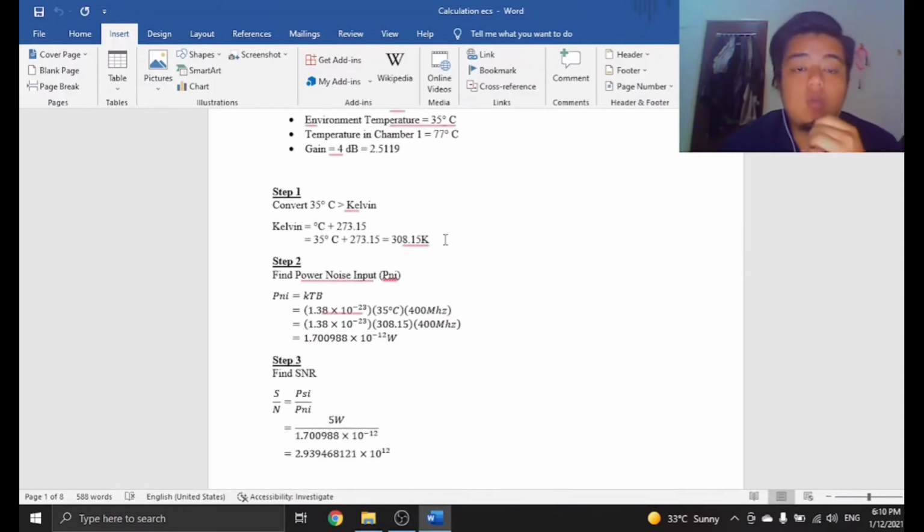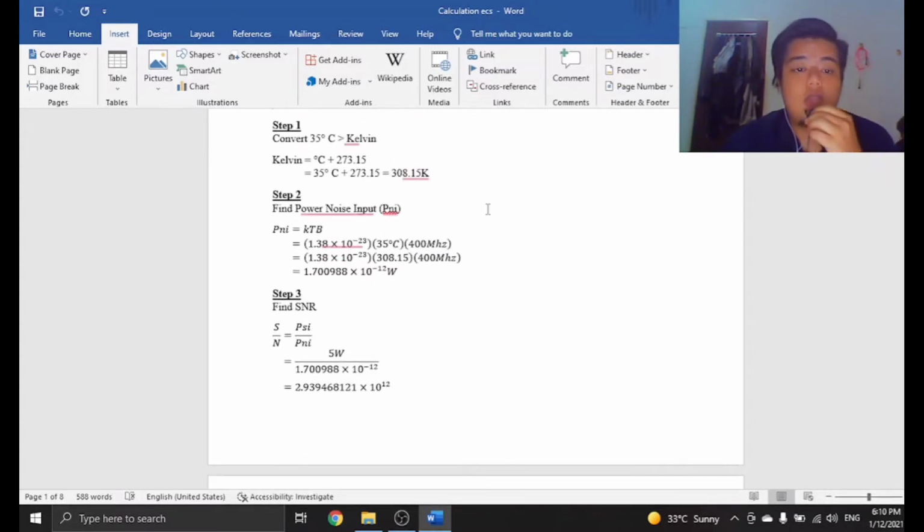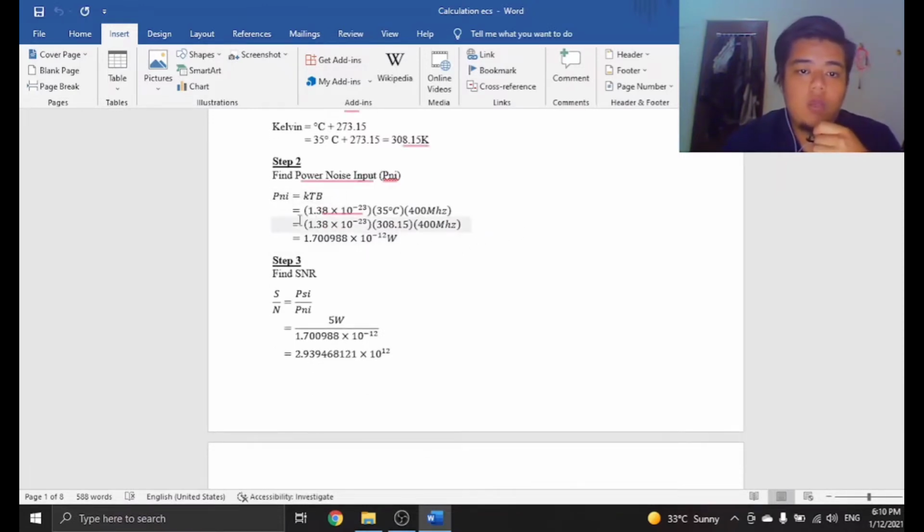Okay, the first step is to convert 35 Celsius into Kelvin. The formula is Celsius plus 273.15, so 35 plus 273.15, we get 308.15 Kelvin. The next step is to find the power noise input. The formula is K times T times B, where K stands for the Boltzmann constant, T is the temperature, and B is the bandwidth. When we include all the values, the power noise input is 1.700988 times 10 to the negative 12.